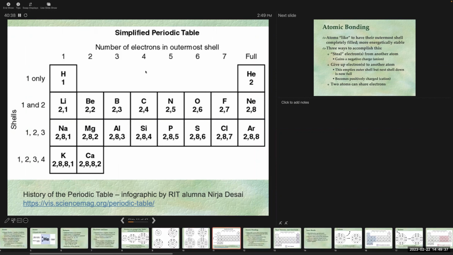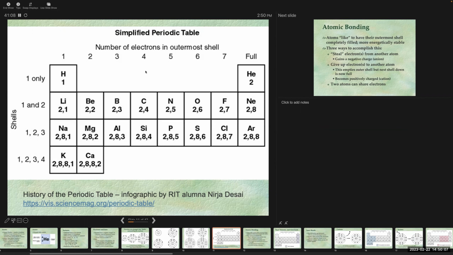The periodic table tells you how many electron shells are present and how many electrons are present in the outermost shell. Whatever the outer shell is, how many electrons are present in that outer shell. Now, this is a simplified version of the periodic table. The real periodic table is more complicated because, as I mentioned before, once you get up into like the fourth shell, they can actually hold more than 8 electrons. So this simple pattern kind of breaks down.